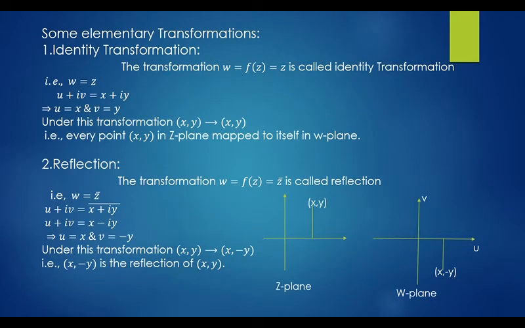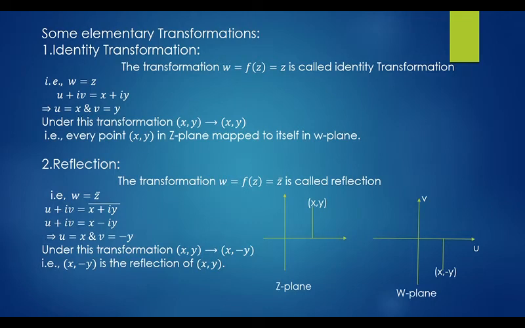Okay, the next type is reflection. The transformation W equals f of z, defined to be z bar, that means the complex conjugate of z, is called z bar. This is called reflection transformation. In this, W equals z bar means we substitute for W and z bar. Let us see how the transformation takes place.